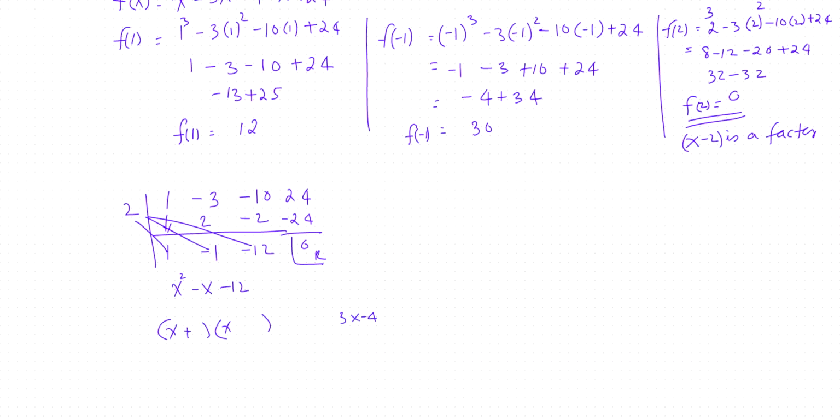And the other factor we got is x minus 2. So f of x equals x minus 2 times x plus 3 times x minus 4. The three factors are x minus 2, x plus 3 and x minus 4. Okay, so like this we can factor a trinomial by a simple method. If it is degree 4 and greater, then again we have to repeat this factor theorem until we get more factors.